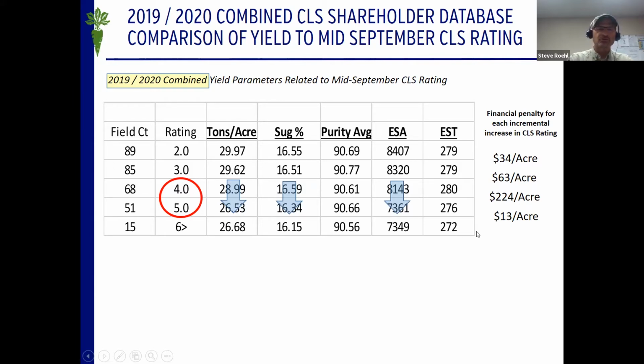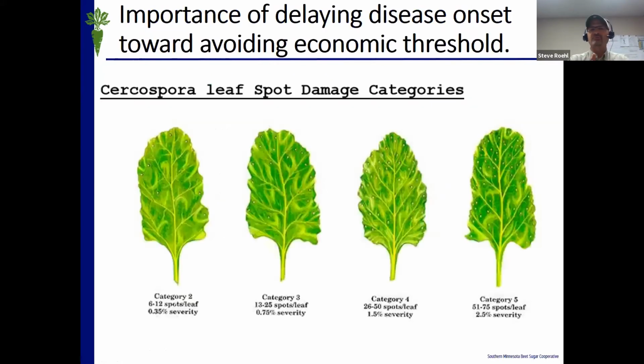So we certainly understand the importance of delaying the onset of the disease, because we do not want to let it get to these economic thresholds that exist farther up the category scale.